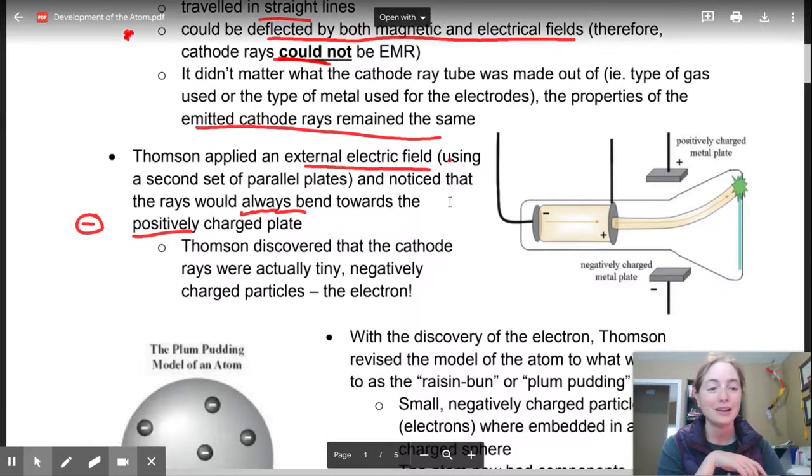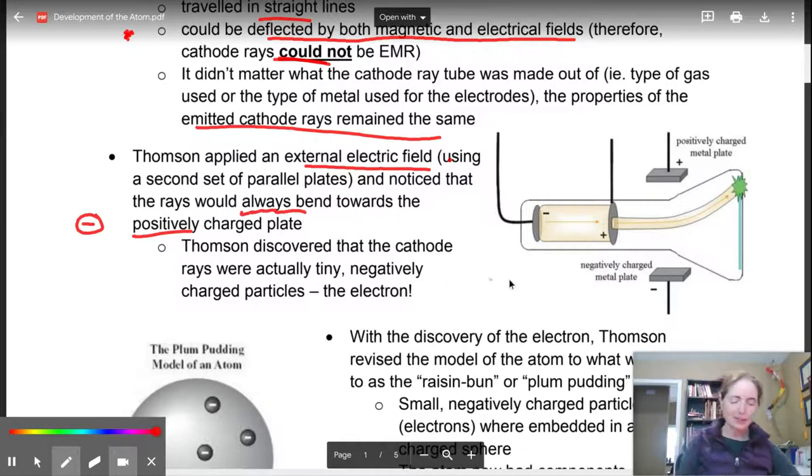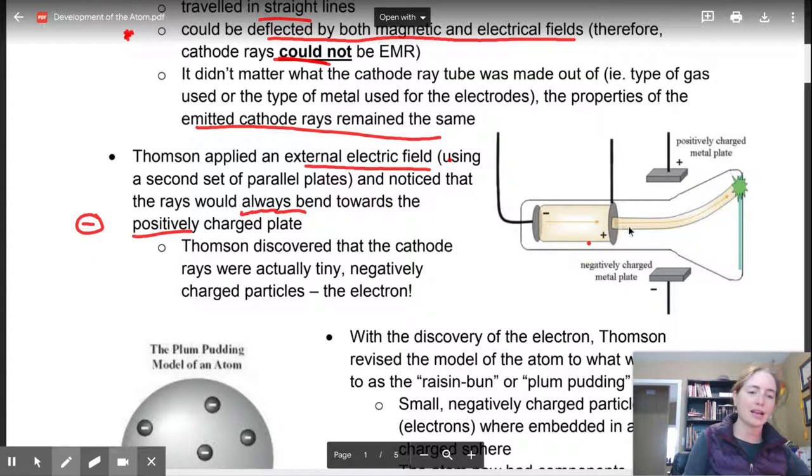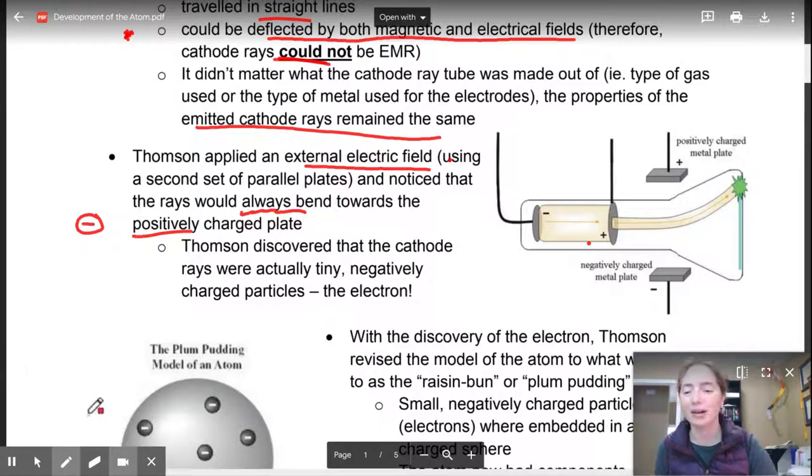Here is our lovely picture. It's a really nice picture. I quite like this one. You can see your cathode ray coming around through here. These are the parallel plates that are creating this beam, and then he's got these other parallel plates, and the beam is curving upwards toward the positive. Obviously, negative.